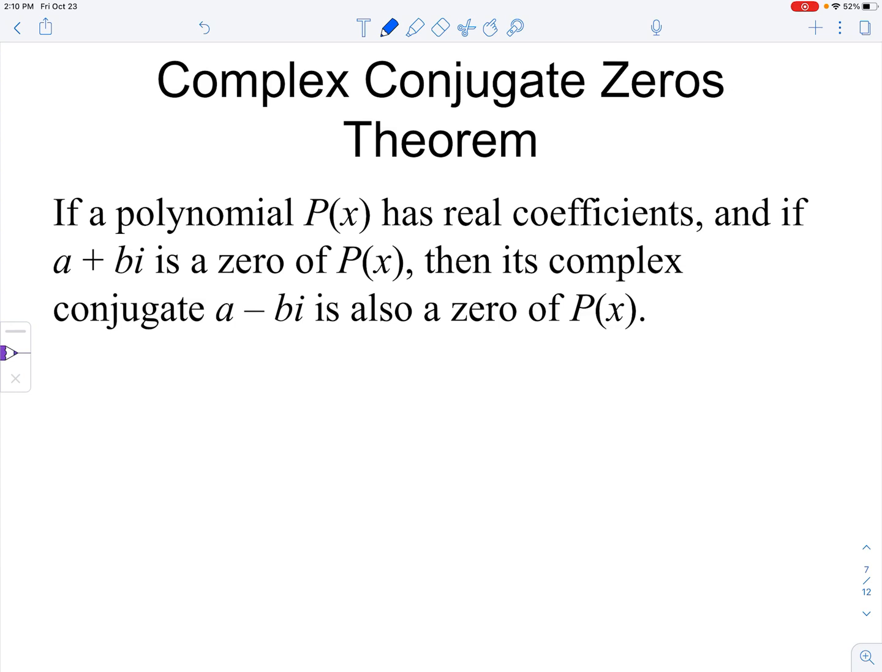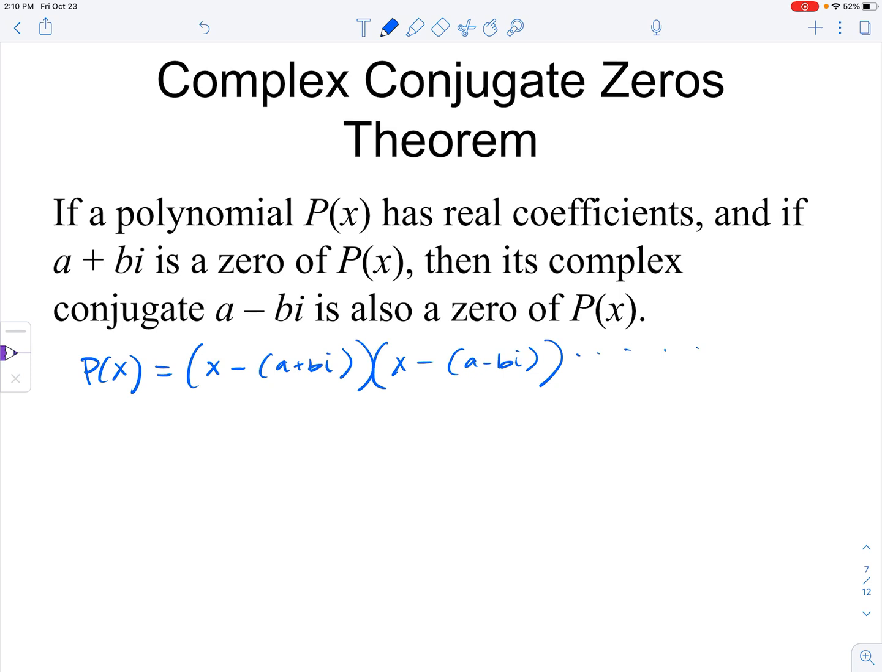To write this out in mathematical terms, if we have a polynomial function p of x, and we know that a plus bi is a zero, that means that x minus (a plus bi) is a factor of the polynomial. And if a plus bi is a zero of the polynomial, its complex conjugate a minus bi is a zero, meaning x minus (a minus bi) is also a factor of the polynomial. And then there can be other factors as well.